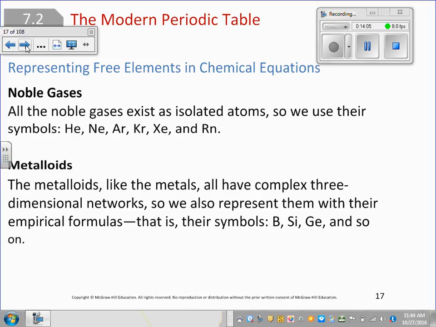Noble gases, we just use their symbols. There aren't too many equations that have noble gases in them because it's very hard to make them react. The metalloids, we also just use their symbols. So for boron, silicon, germanium, and so forth, we just use their symbol. So really the only ones you have to remember are the diatomic.